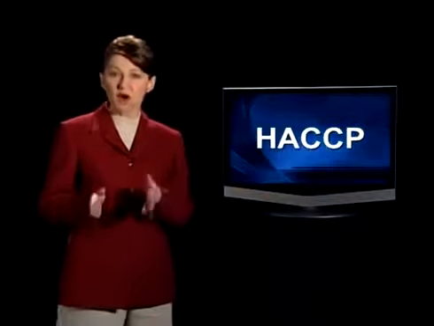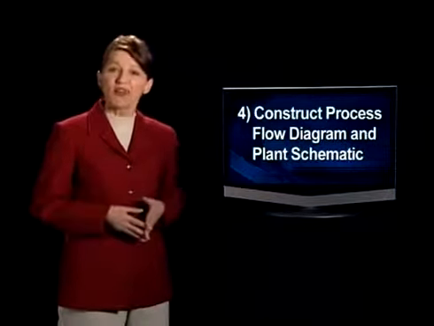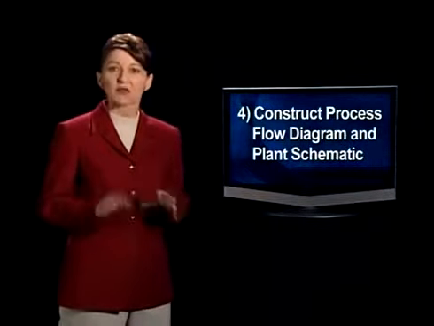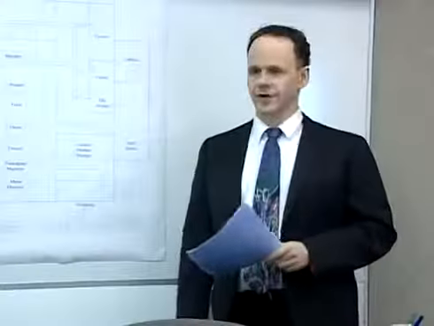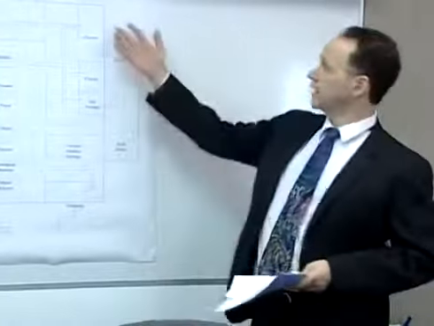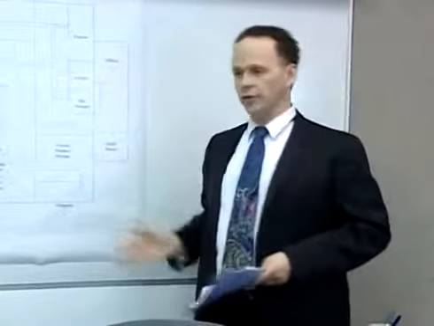Now we've described the product and identified intended uses. Good work. The fourth HACCP step is to illustrate the process flow and plant layout. First, construct a process flow diagram, detailing the operations involved, right from receiving raw materials and on through to mixing, blending, cooking, cooling, packaging, and distribution of the finished product. Enough detail should be included to help you in your hazard identification.